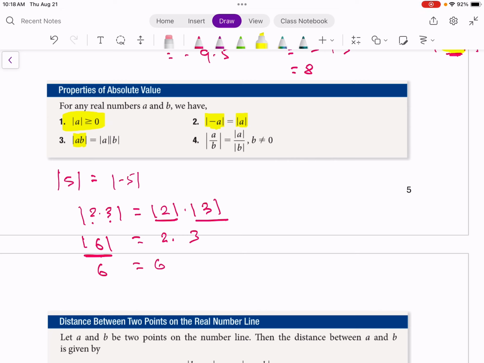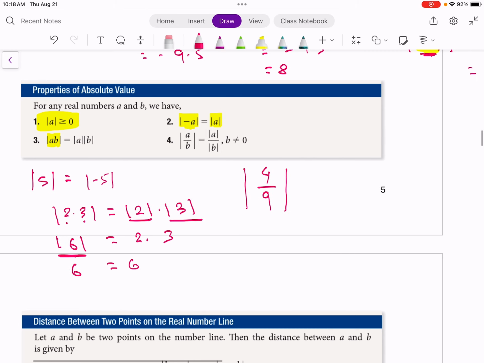In a similar way, if we have the absolute value of a quotient, let's say the absolute value of 4/9, this is the same as the absolute value of 4 divided by the absolute value of 9, and we can check that. What is the absolute value of 4/9? It is 4/9, right? That equals, what is the absolute value of 4? It is 4. What is the absolute value of 9? It is 9. And these two are exactly the same. Okay, so these are the properties of absolute value.